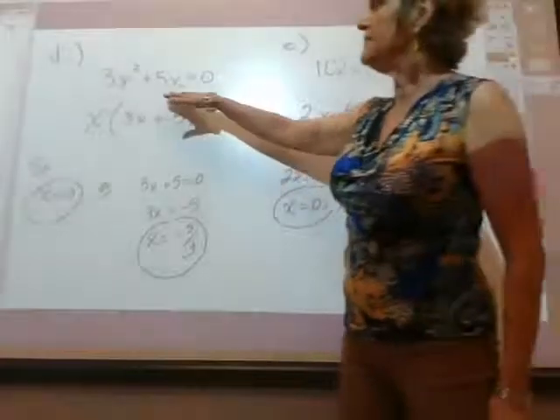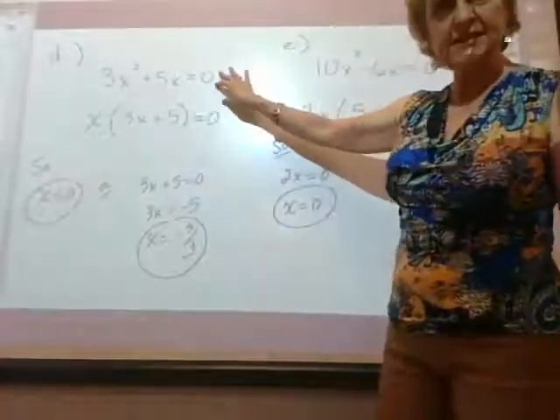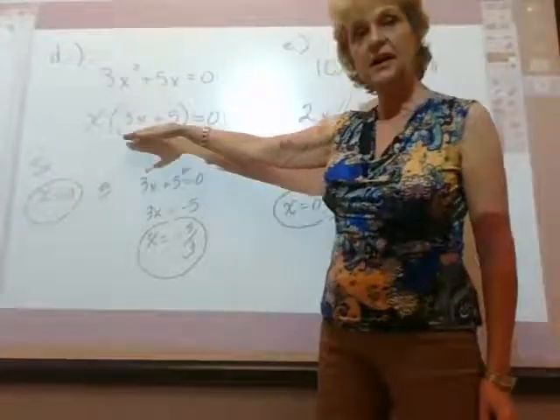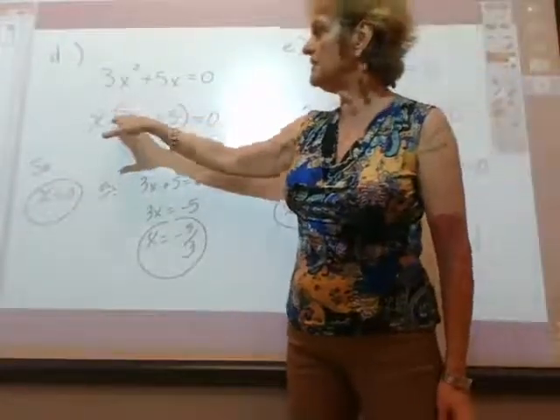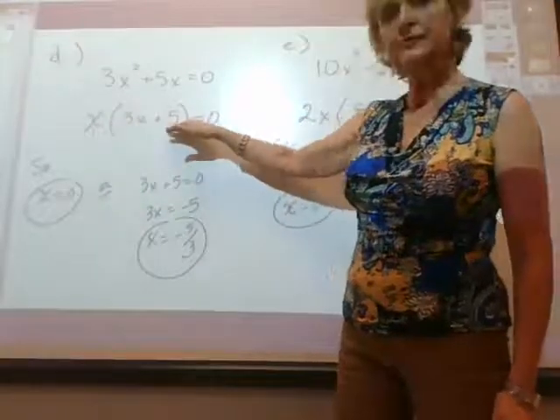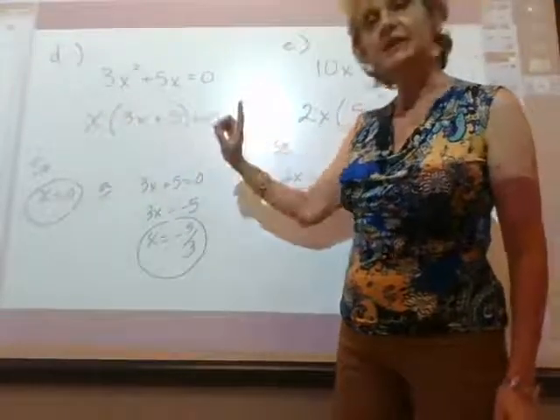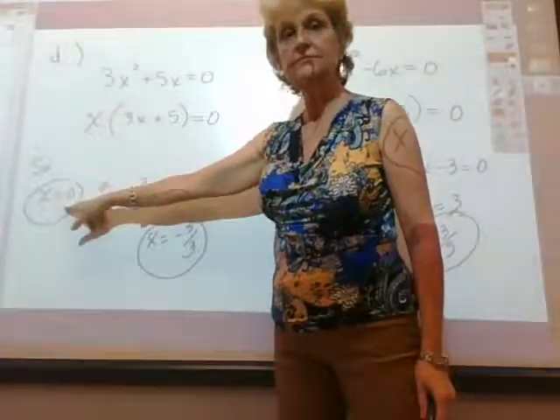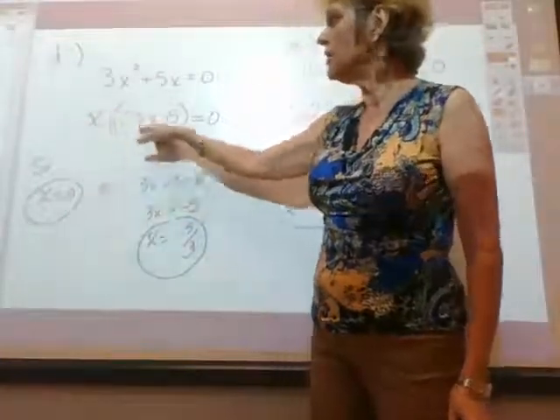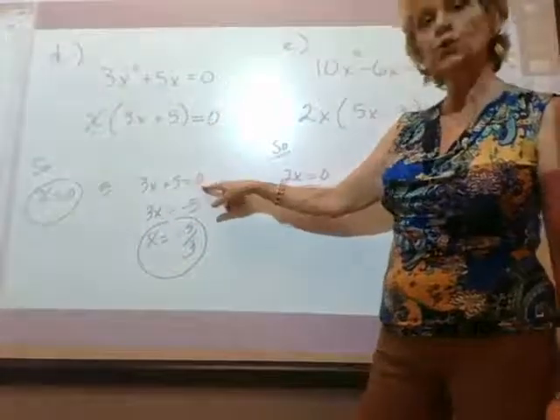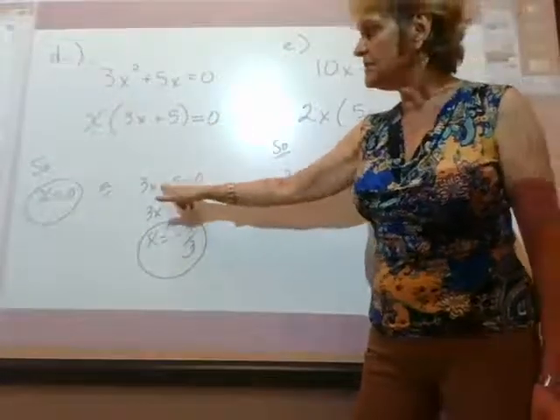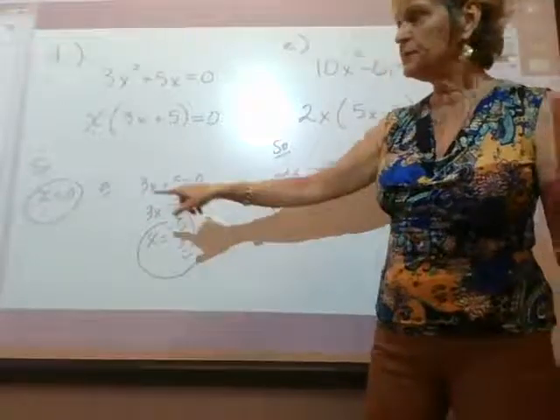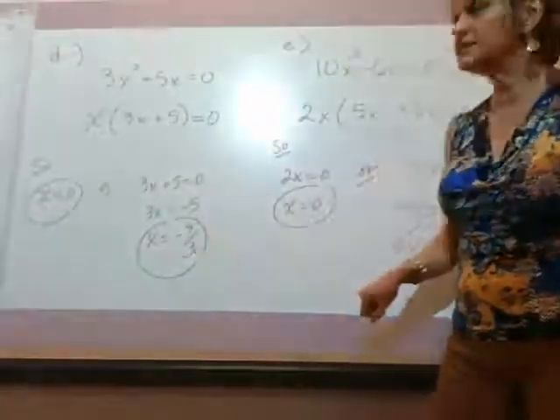So for D, I see that it's in descending order, right? So I saw that an x could factor out. That left me with x times 3x plus 5. So my two solutions, or my possibilities then, are x is equal to 0, right? It's by itself. Or this binomial is worth 0. So I solved it by subtracting 5, dividing by 3, and those then are my two solutions.